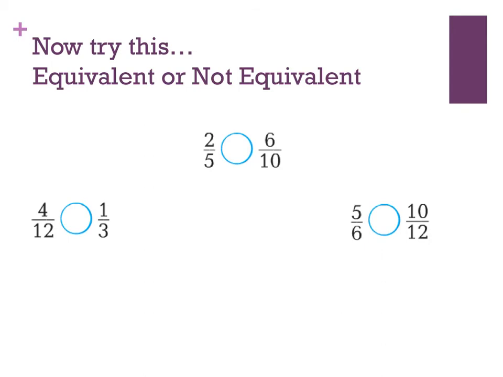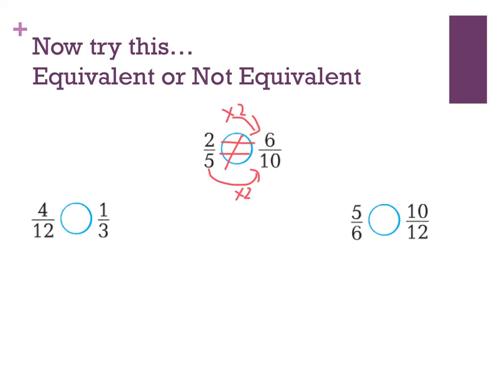Now try this. Are these fractions equivalent or not? 2/5 and 6/10. Let's see. If I do 5 times 2, I get 10. If I do 2 times 2, do I get 6? I don't. That means these are not equivalent or not equal, shown by the equal sign with the slash through them. How about here?